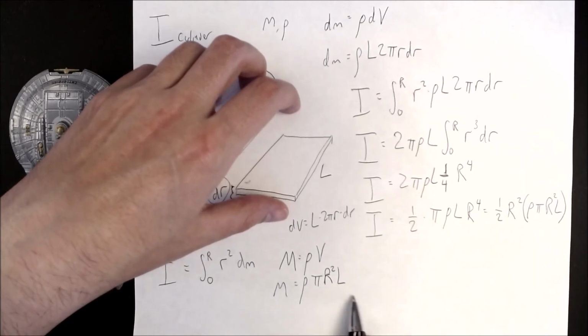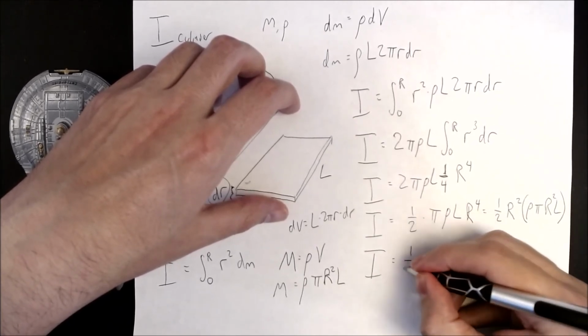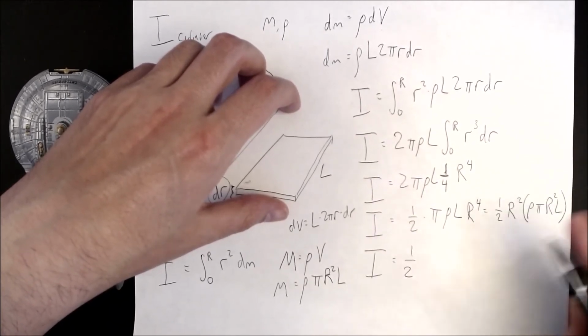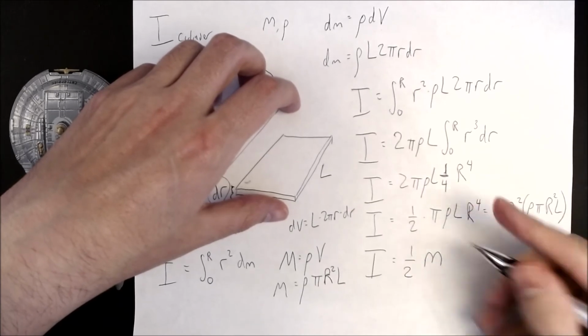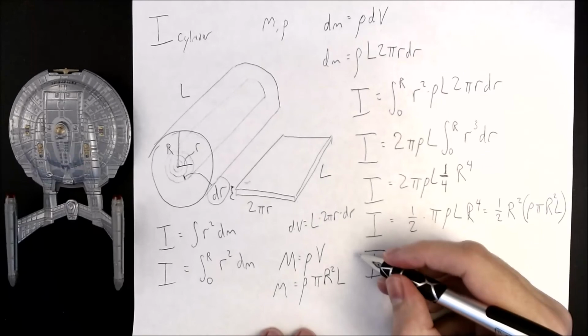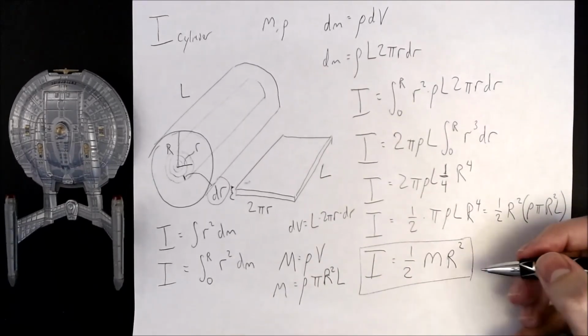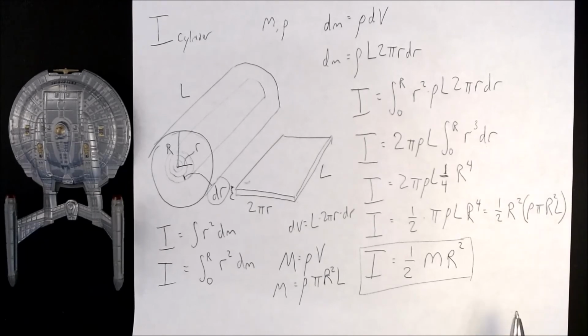But this is the mass of the object. Therefore, I is going to equal 1/2 times the mass times the radius squared. Exactly what the book says. This is the proof that the moment of inertia of a cylinder is equal to 1/2 mr squared. That's where that 1/2 factor comes from.